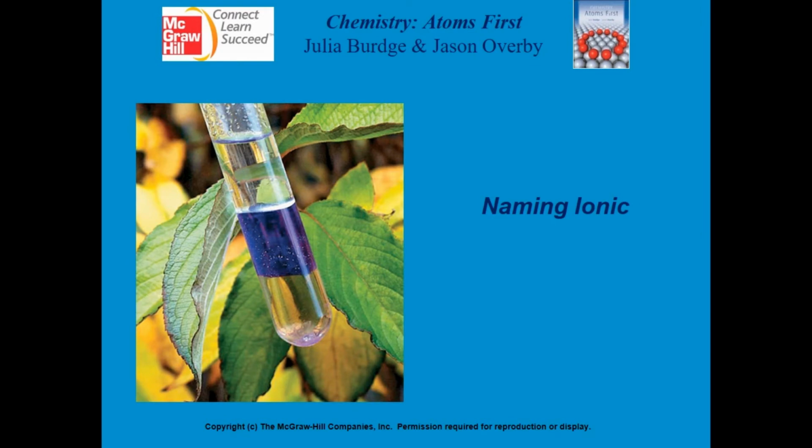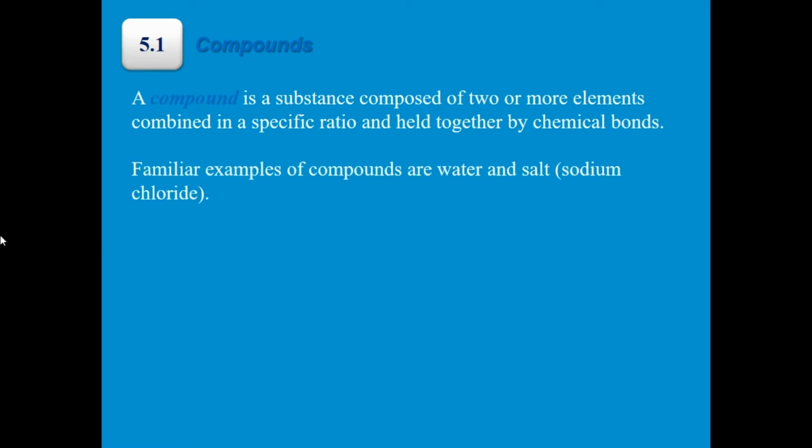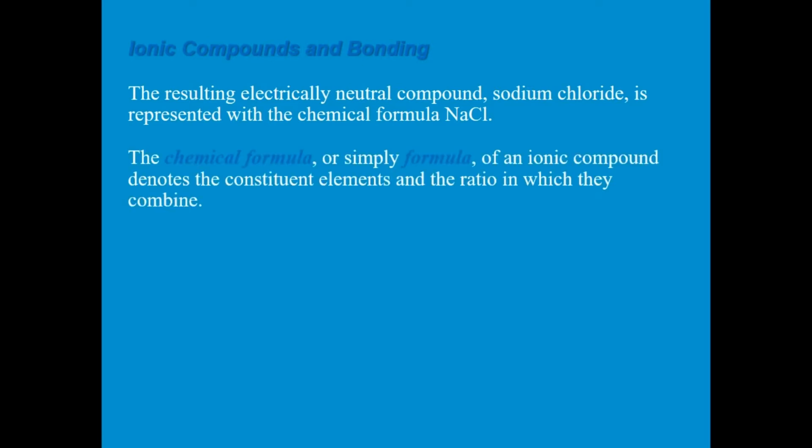Let's talk about naming ionic compounds. Compounds, when you put two things together, two elements, they have a specific ratio, they're bonded. You have water and salt: water is H2O, salt is sodium chloride, and you have the chemical formula NaCl for sodium chloride. The chemical formula of an ionic compound has the constituent elements, which means what it's made out of, and the ratio to combine.